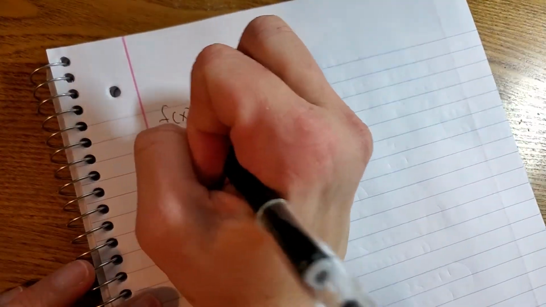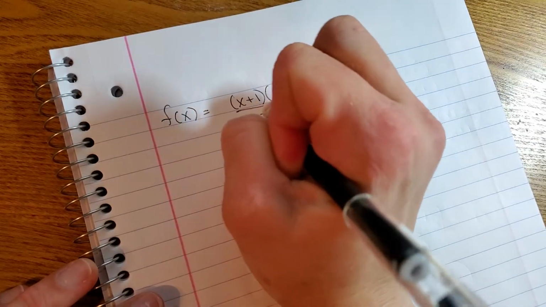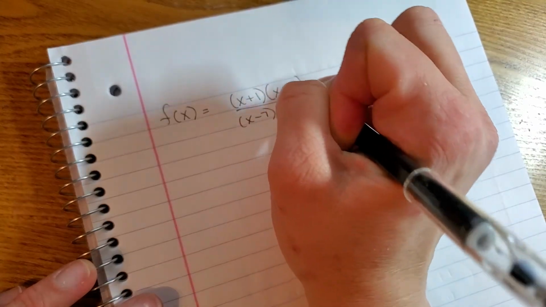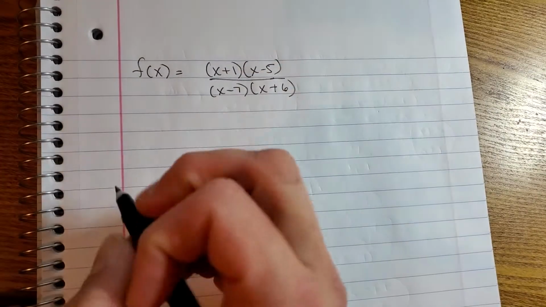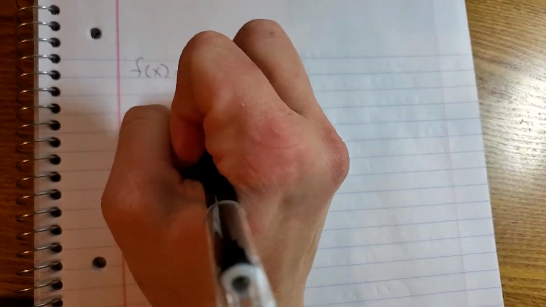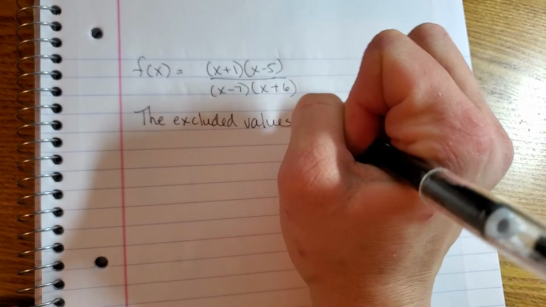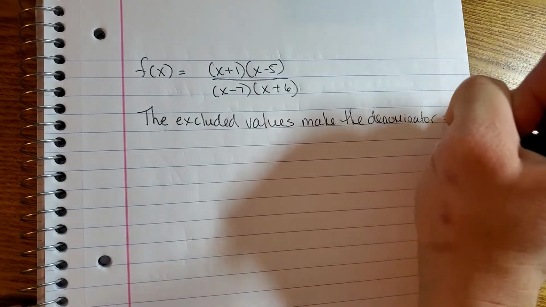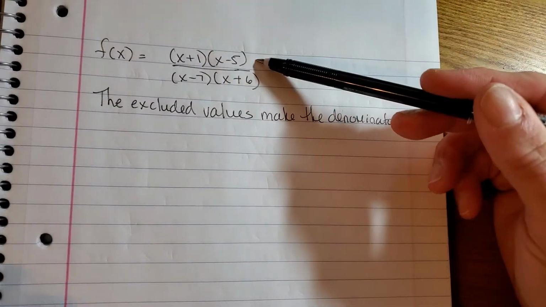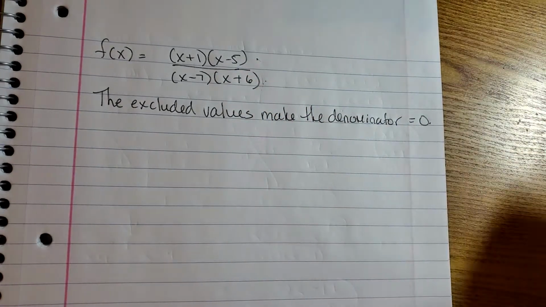We also talked about excluded values. So if I had a function like this, and I wanted to know what the excluded values are. Okay, the excluded values make the denominator 0. It doesn't matter about the numerator. We can have 0 in the numerator all we want, but we cannot have 0 in the denominator. You cannot divide by 0.